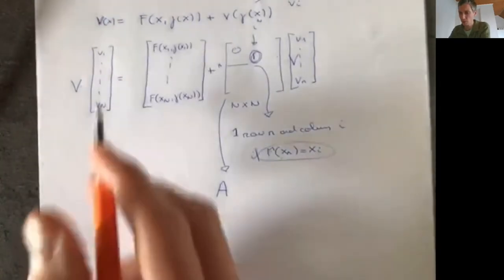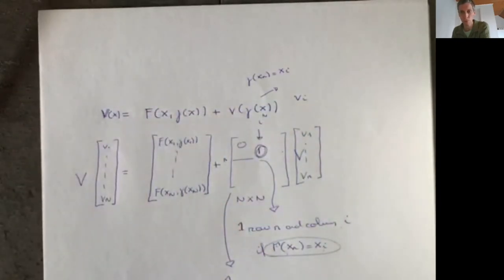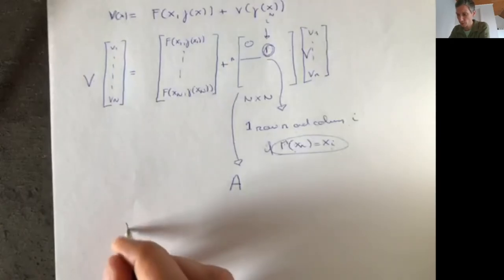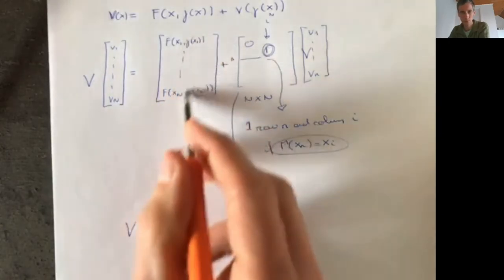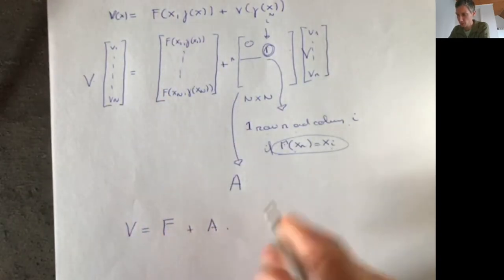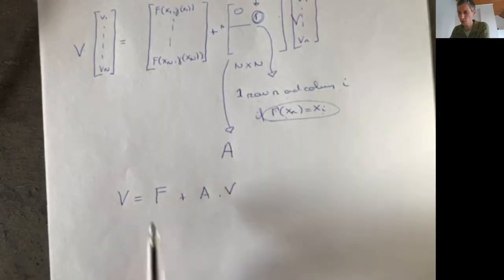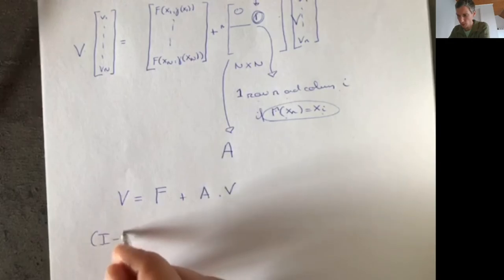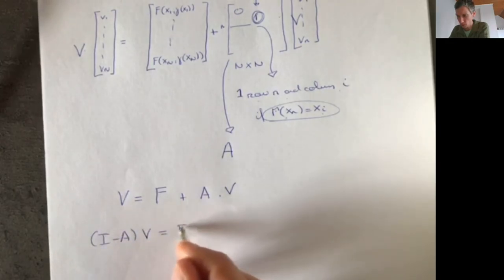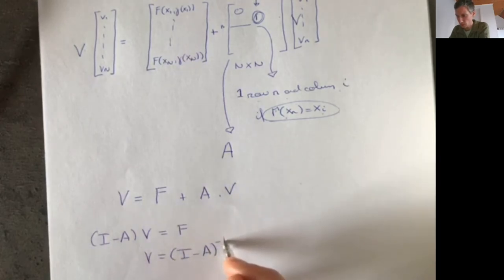Okay, so why does this help us? Well, basically, there's only a unique v that satisfies this equation, right? That's by the fixed point property. And we have shown that we can basically write this equation as v is equal to some vector f plus this matrix A times this vector v. Okay, so in order to compute v, this is basically a vector equation, where v is the unknown. Well, we can make (I minus A) times v equal to f. So v can be computed as (I minus A) to the power minus 1 times f.